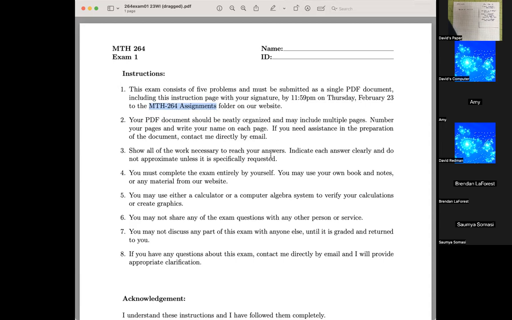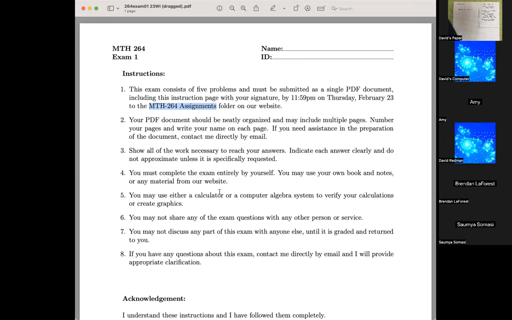Show all the work necessary to reach your answers and make sure you indicate your answers clearly. Don't approximate something unless it's specifically requested. Sometimes you need to approximate things, and I indicate that. This exam is to be completed entirely by yourself, which is a different rule than our homework.